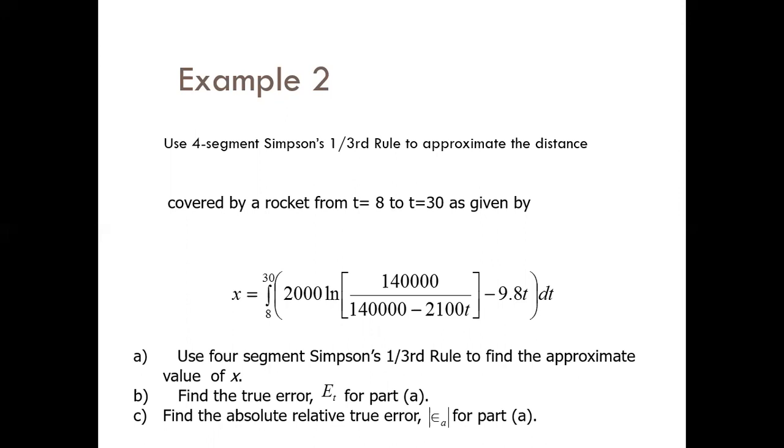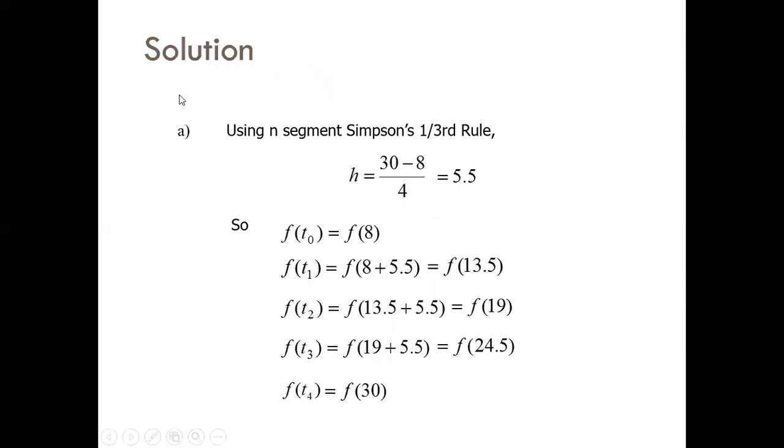Means in that we use the four segments. Then according to that the step size will change, and we solve accordingly. Using n segments, Simpson's 1 by 3 rule, that is 4 segments, h is equal to 30 minus 8, that is upper limit minus lower limit divided by number of steps. Then step size is equal to 5.5. Then f of t0 is f of 8, f of t1 is f of 8 plus 5.5, that is f of 13.5. f of t2 is f of 13.5 plus 5.5, that is f of 19. f of t3 is f of 19 plus 5.5, that is f of 24.5, and f of t4 is f of 30.